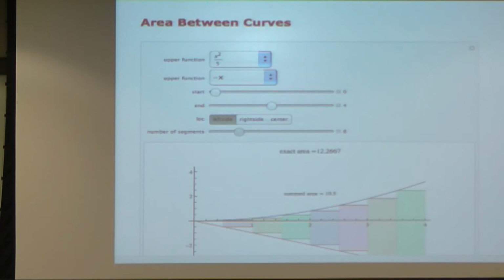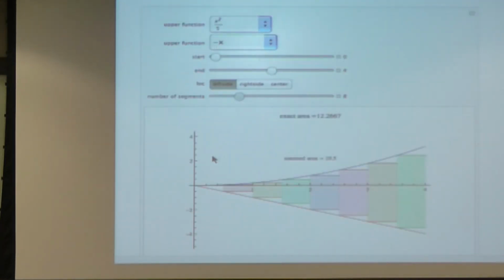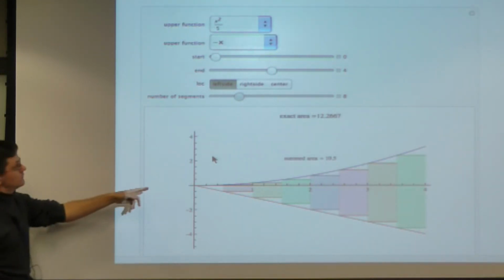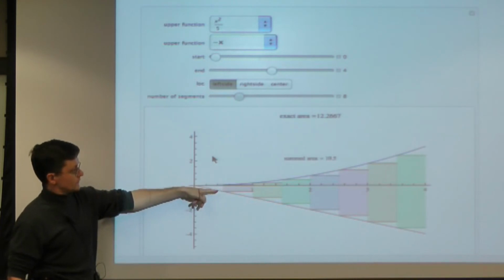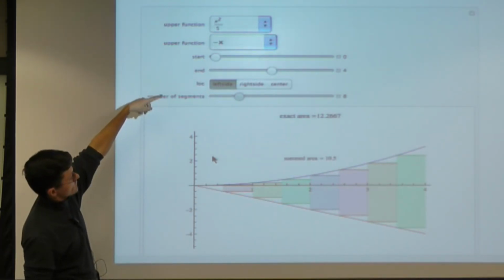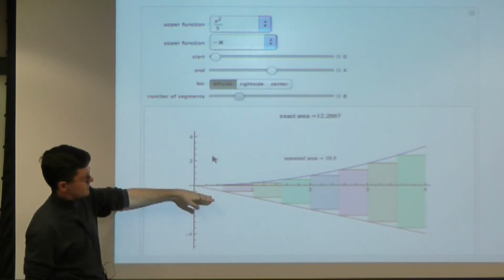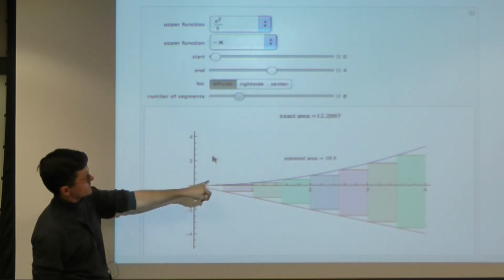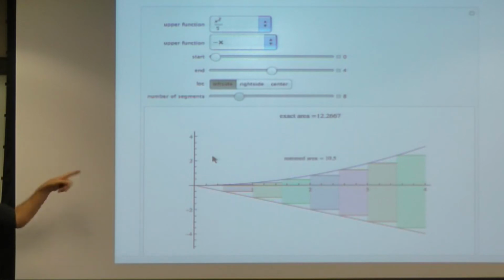Sorry, I lost my mouse. Here it is. Right. So basically it allows you to visualize the functions, and my problem was exactly about these two functions. And they take it exactly on that interval from 0 to 4.